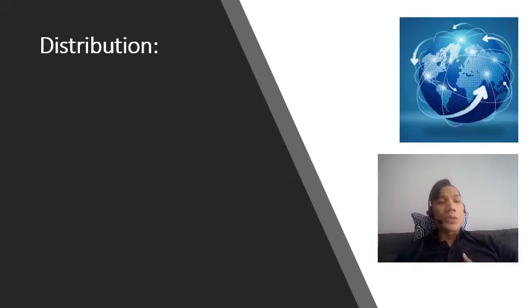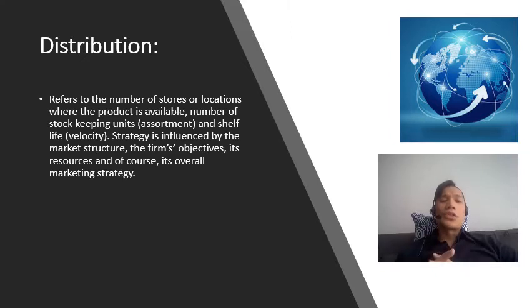Thirdly, it's the distribution. This refers to the location of where the product or services is being offered or sold. Now, it comes with assortment and shelf life, okay? In the next few lectures to come, we are going to talk a little bit about distribution, and we're going to also break down pricing in another video.